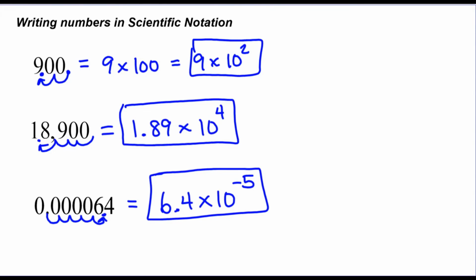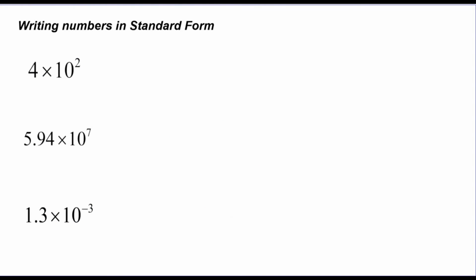Just check how many times you move the decimal. And again, if the number is larger than 1, you're going to have a positive exponent. If it's smaller than 1, you're going to have a negative exponent. Now we're going to go the other way around. We're given numbers in scientific notation, and we have to write them in standard form, or without an exponent.